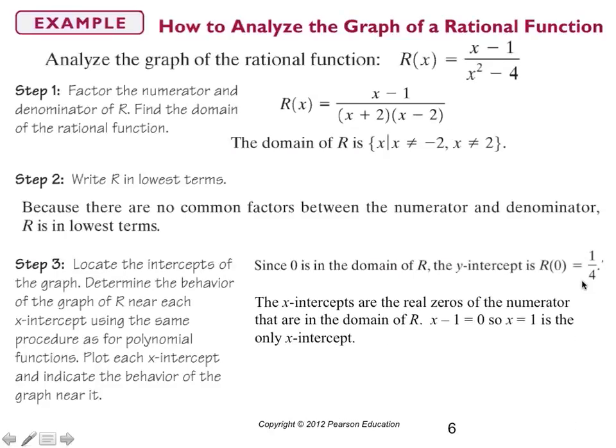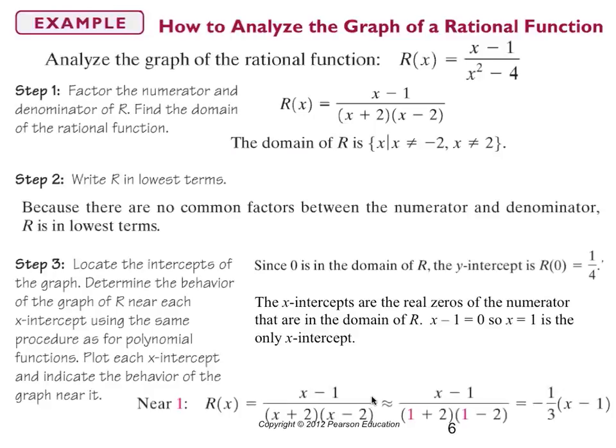So that's our y-intercept. X-intercepts are going to be the places where our numerator is 0. If we set x minus 1 equal to 0 and solve, we get x equals 1. So that's our only x-intercept. We can have more than one, but in this case, we only have one. Now, near 1, what we do is plug 1 in for the x's in our denominator. So we have x minus 1 over 1 plus 2 times 1 minus 2, which is going to be -1/3 times x minus 1. So it's going to look like a line with a negative slope there.